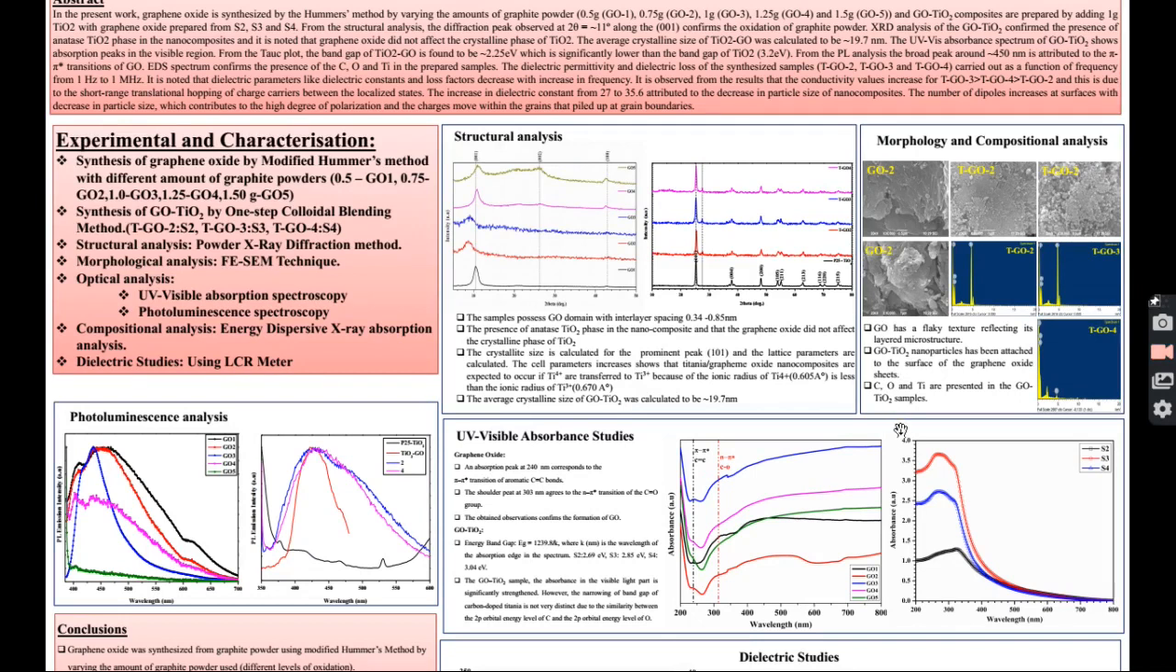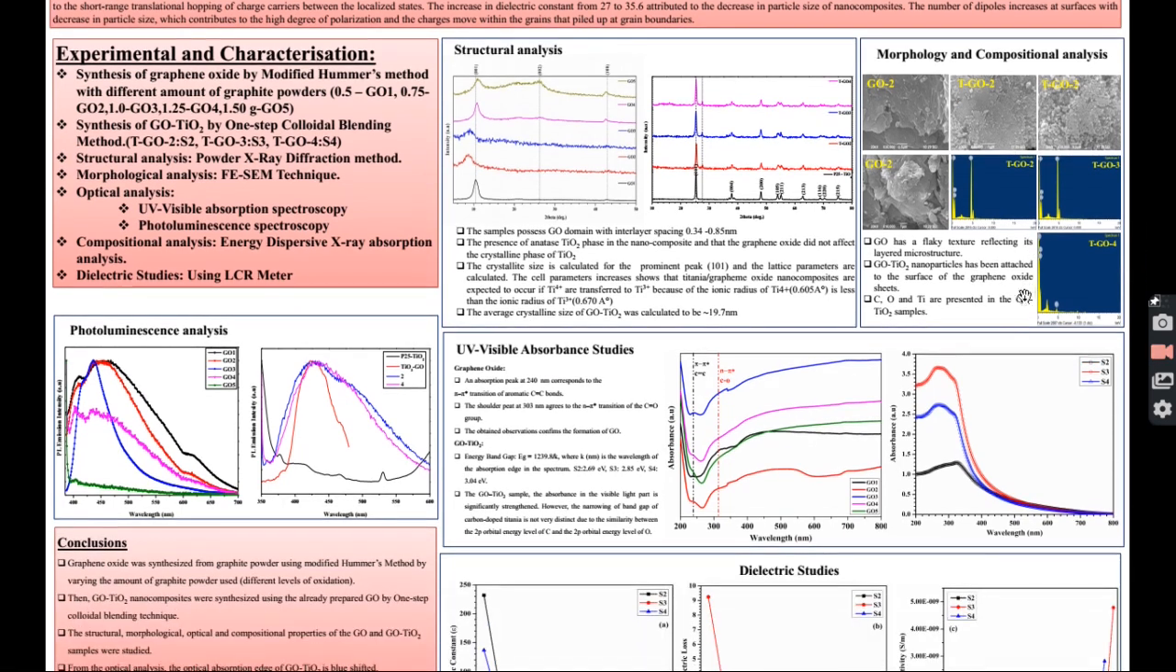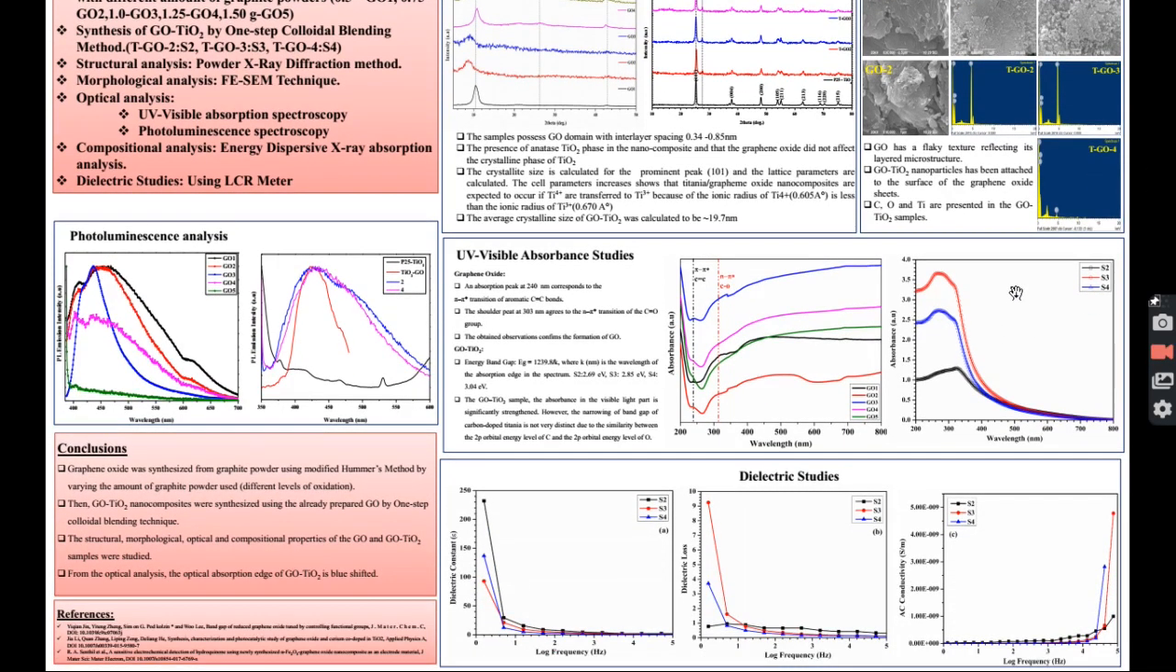The FESEM micrograph shows that the prepared GO samples have a flake-like structure. When GO is mixed with TiO2, these flake-like structures disappear and it looks like spherical-shaped nanoparticles. From EDS, I have confirmed that titanium, oxygen and carbon peaks are present in the prepared samples.